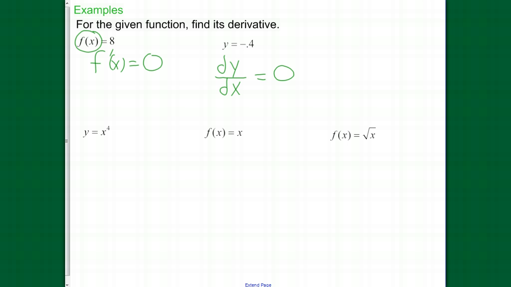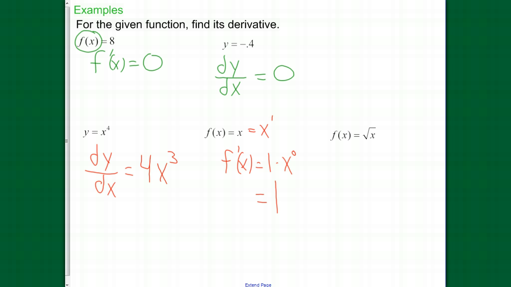All right. For the second row, again, we're given y, so it's dy over dx, the change in y over the change in x. Power rule. Exponent comes out in front, decrease the exponent by 1. So it's 4x to the third. For this one, f prime of x. What we're looking at here is really x to the first. So you got 1 times x to the 0. x to the 0 is just 1.